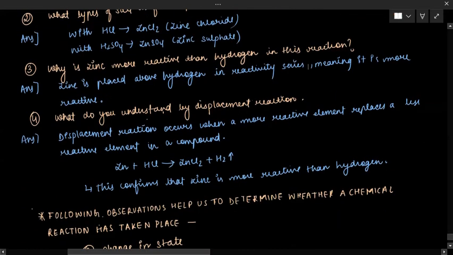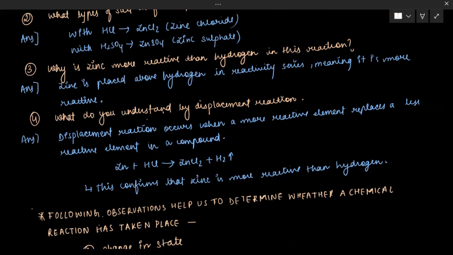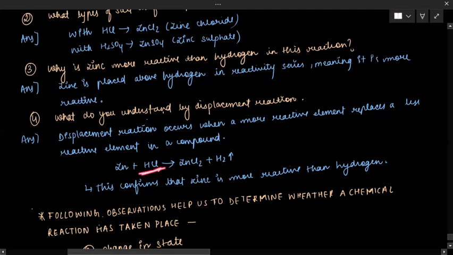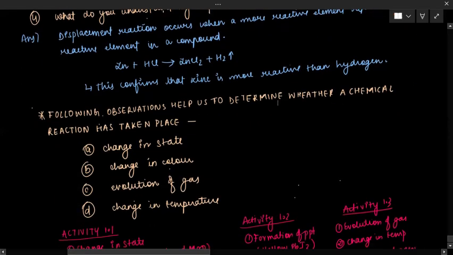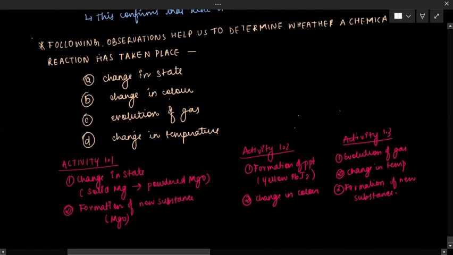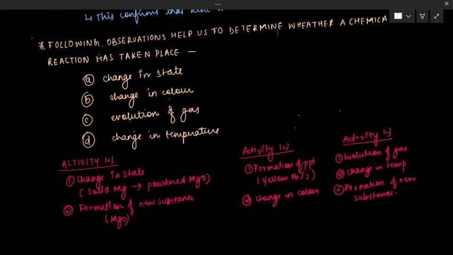The fourth question is, what do you understand by displacement reaction? A displacement reaction occurs when a more reactive element replaces a less reactive element. In this chemical reaction, we can easily see Zn plus HCl gives ZnCl2 plus H2. So this confirms that zinc here is more reactive than hydrogen. So these are the three activities that we have covered up till now. From these activities onwards, we can begin our chapter, chemical reactions and equations.